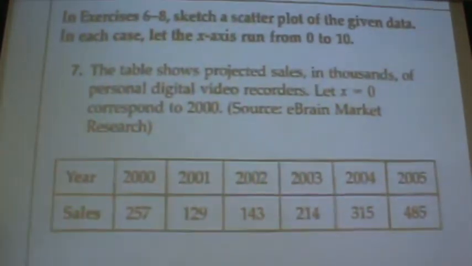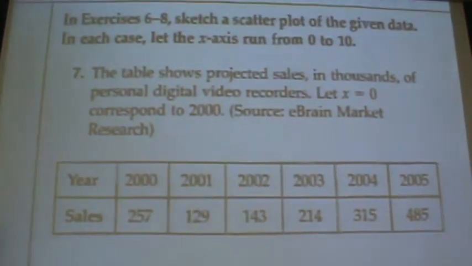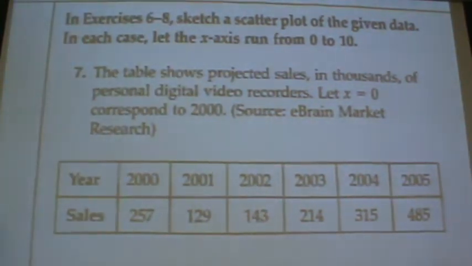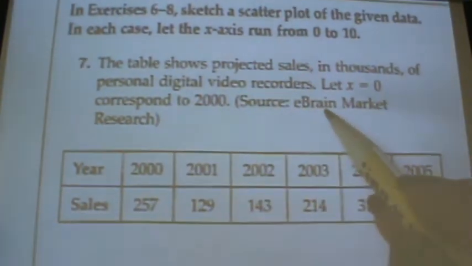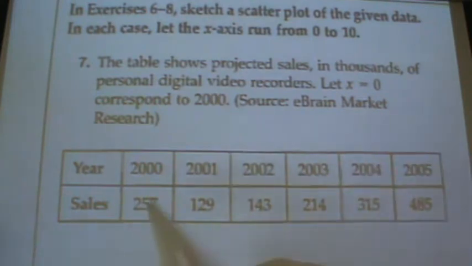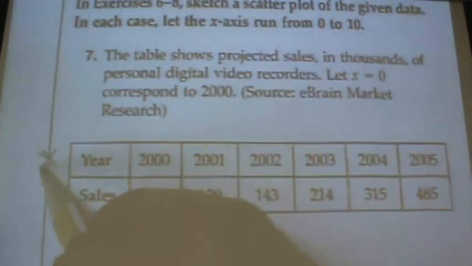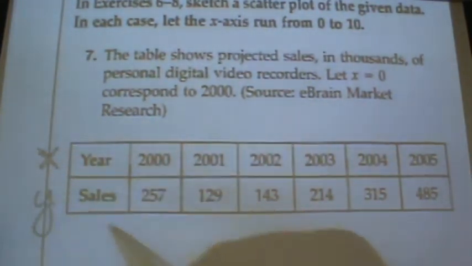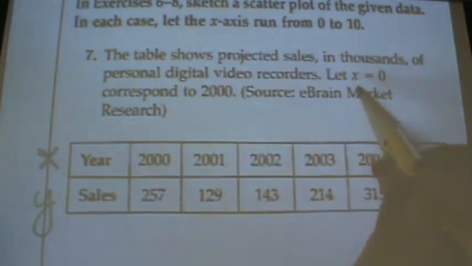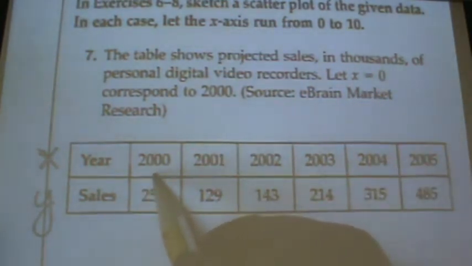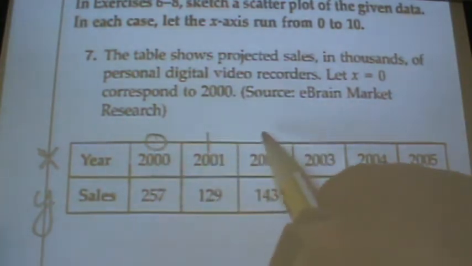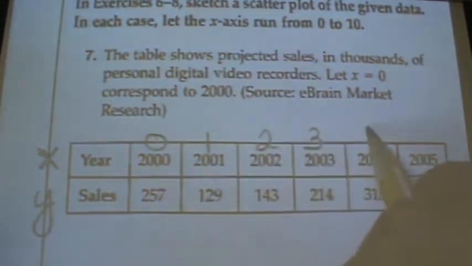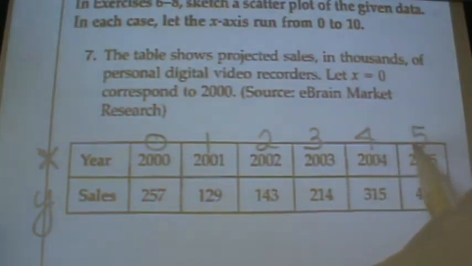Number 7, how do you create a scatter plot given this data? What they are doing here is showing you sales in thousands of personal digital video recorders, where x is your year, y is your sales. They're starting with, instead of 2000, 0 as your x value. So this would be 1, this would be 2, 3, 4, 5.